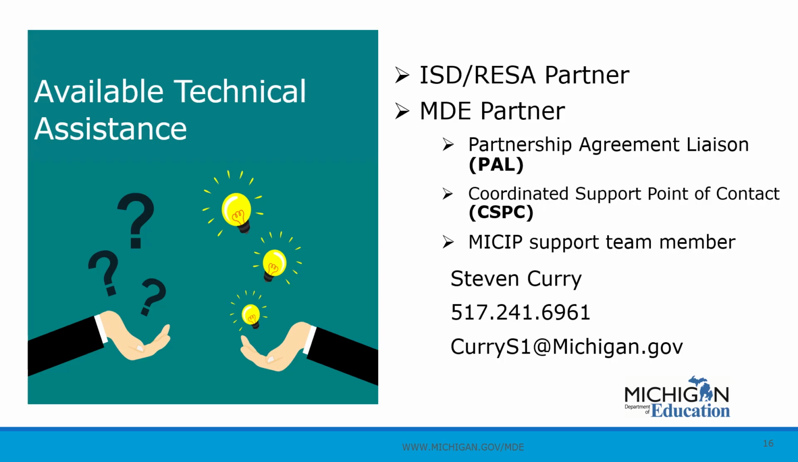Technical assistance for this process may be provided by the district ISD RESA partner, MyKIP support team, a partnership agreement liaison, coordinated supports point of contact, or by contacting Stephen Curry at currys1@michigan.gov or 517-241-6961.